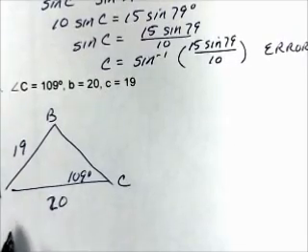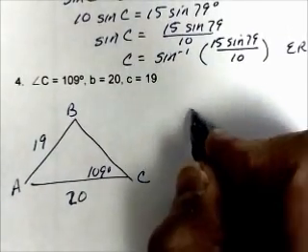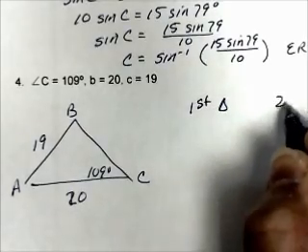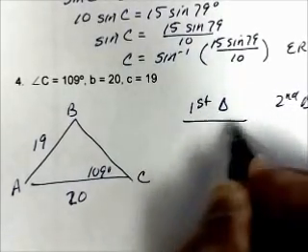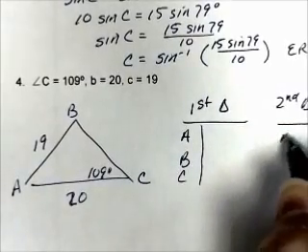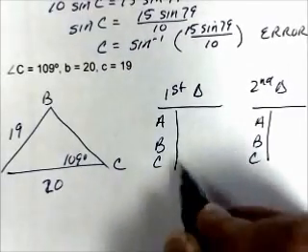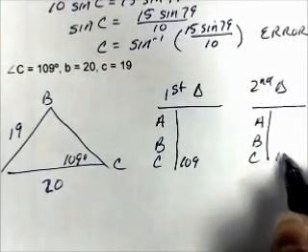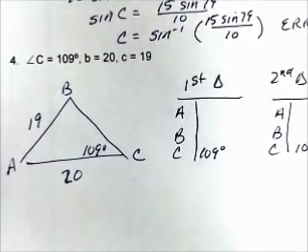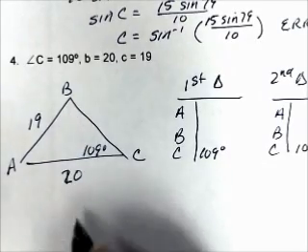But suppose you did not see that, you didn't notice that, we would go with our two charts, first triangle, second triangle. Our angles are A, B, C. The measure of angle C is 109 degrees. Put that for both triangles. And now, using law of sines, we'll figure out angle B.